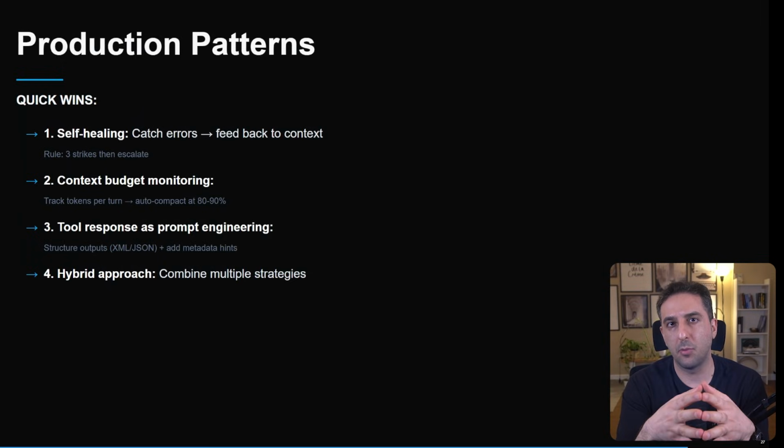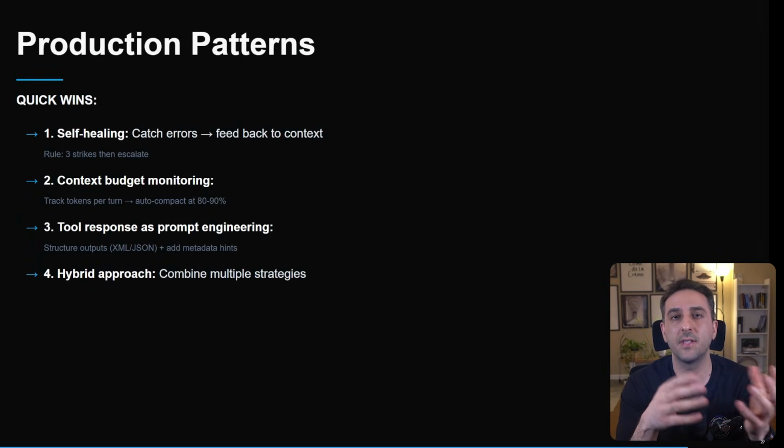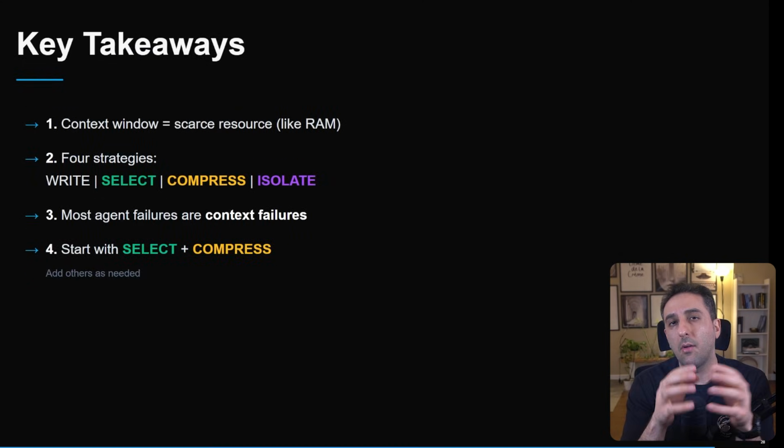Fourth, hybrid approaches, meaning you don't have to pick just one strategy. For example, select relevant documents, compress conversation history, and isolate complex subtasks. This is the strategy that real production systems usually use. Now let's bring this all together and go through 4 key takeaways.